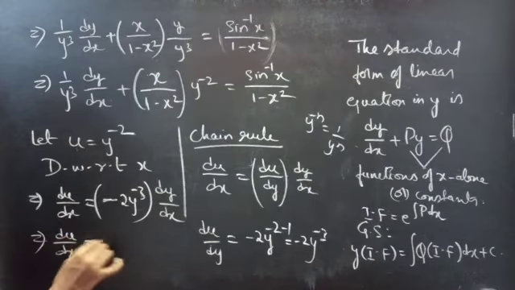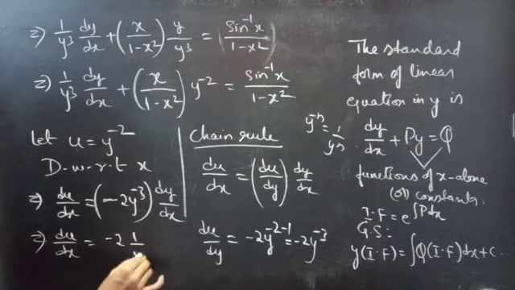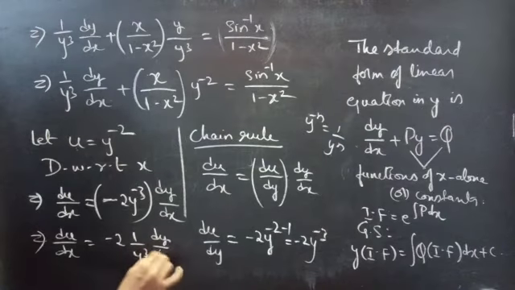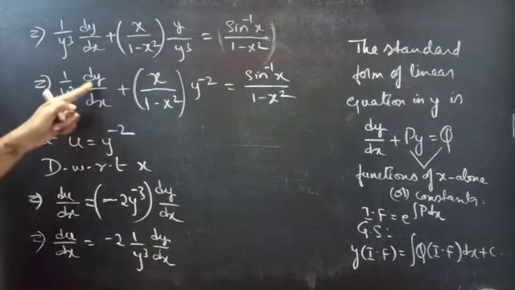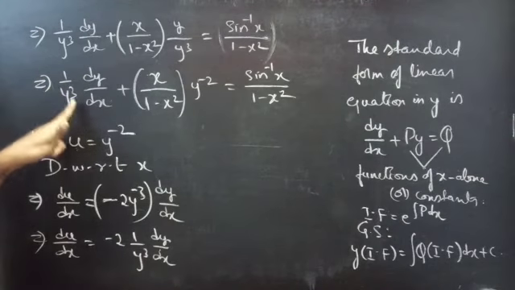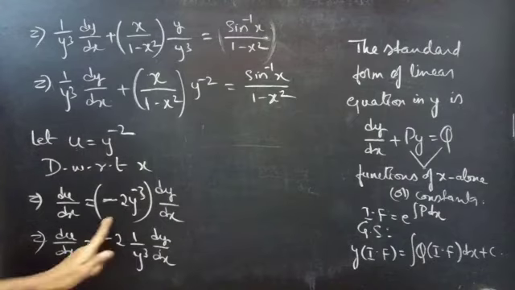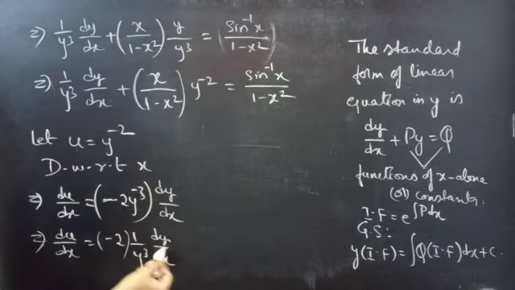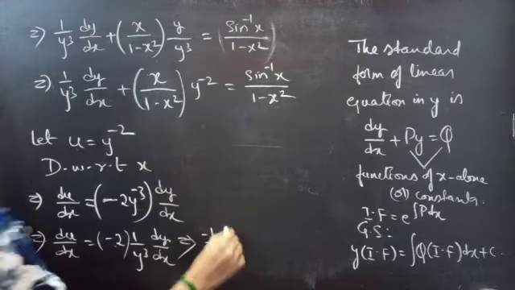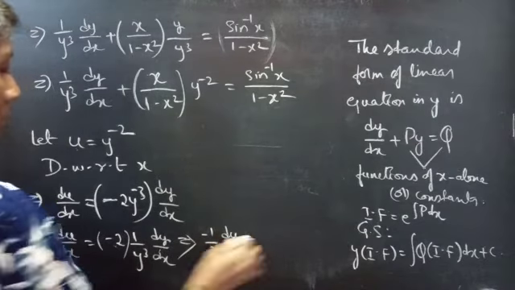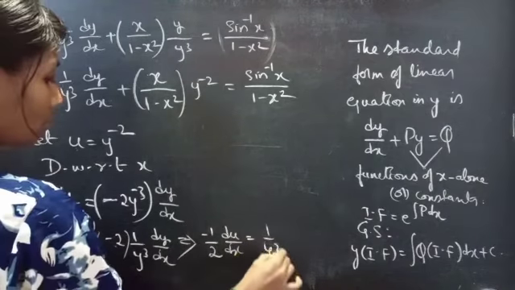Then this becomes minus 2 into 1 by y cube into dy by dx. If you notice, in the first term you're having 1 by y cube into dy by dx, positive. But here you're having minus 2 into 1 by y cube into dy by dx. So what we'll do is take this minus 2 to LHS. It becomes minus 1 by 2 into du by dx equals 1 by y cube into dy by dx.